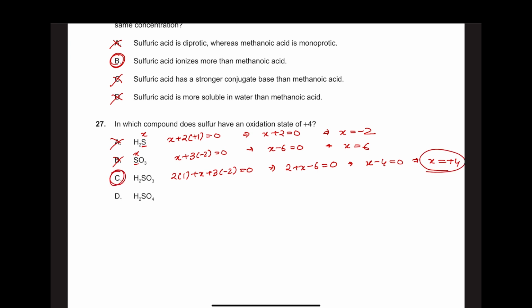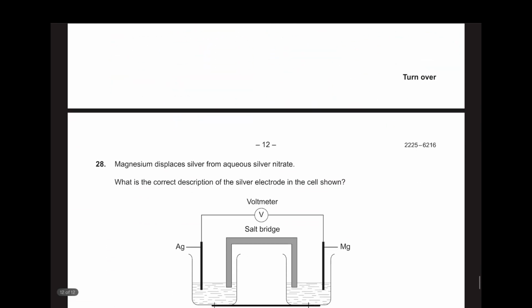We'll also test the last one. 2 times 1 plus X plus 4 times -2 is 0. It becomes -8. So 2 plus X minus 8 is 0, X is +6. So sulfur has an oxidation state of +4 only in option C.